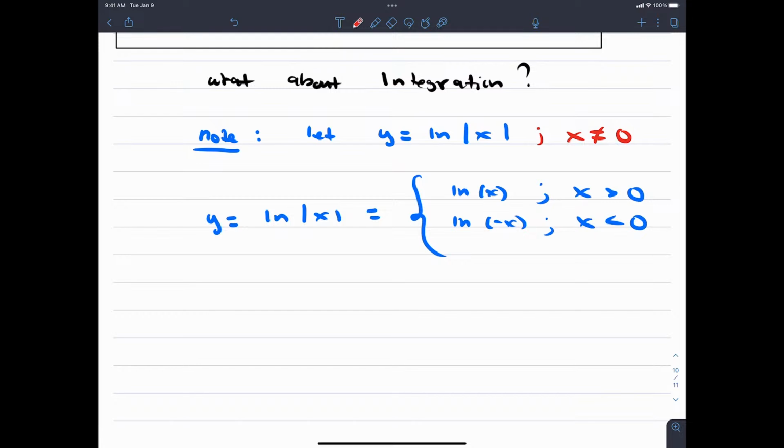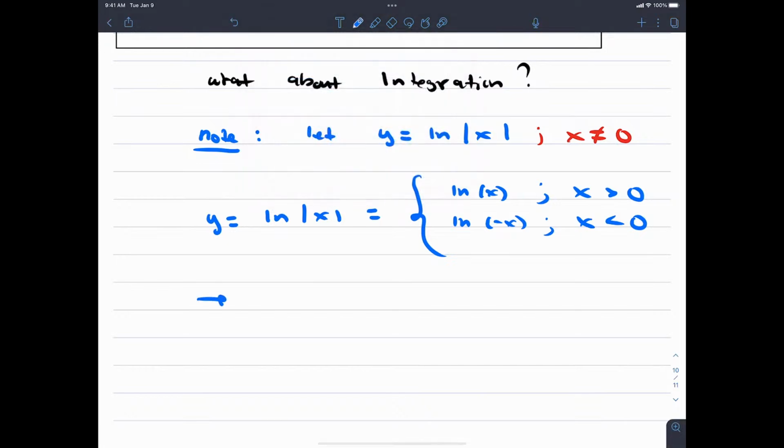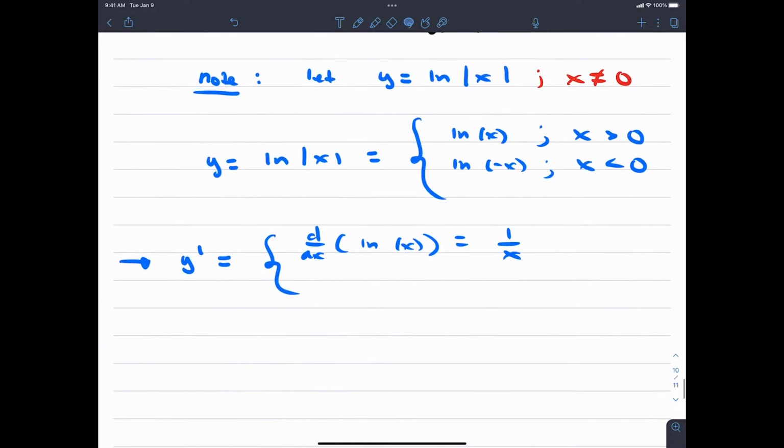Okay, so we're going to consider this function. It's a little bit more sophisticated. And you remember what this actually means, right? This is going to imply that y prime now, if I differentiate this function here, is piecewise. The derivative of natural log of x is 1 over x, because we just saw that. And that's good for when x is positive.